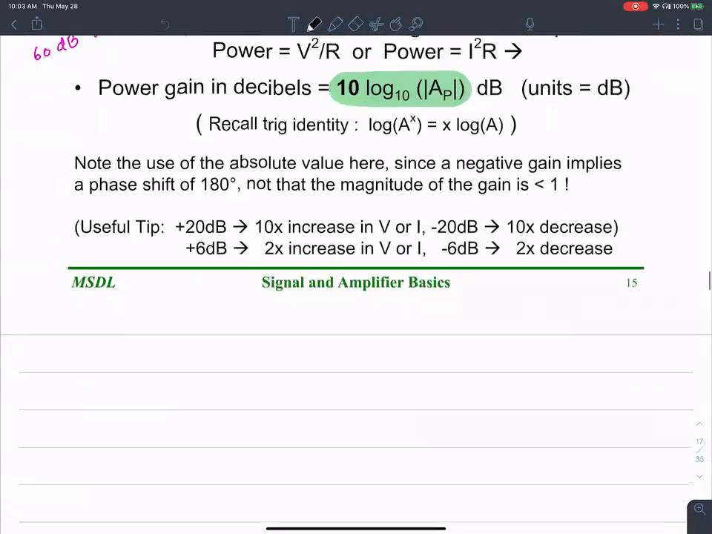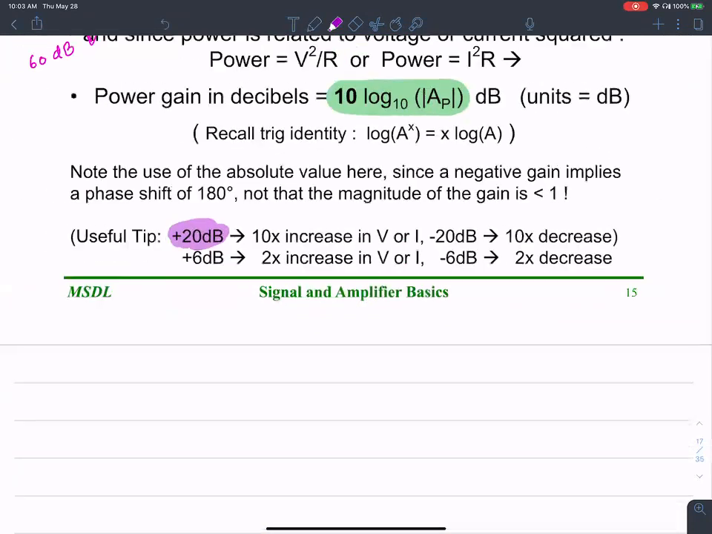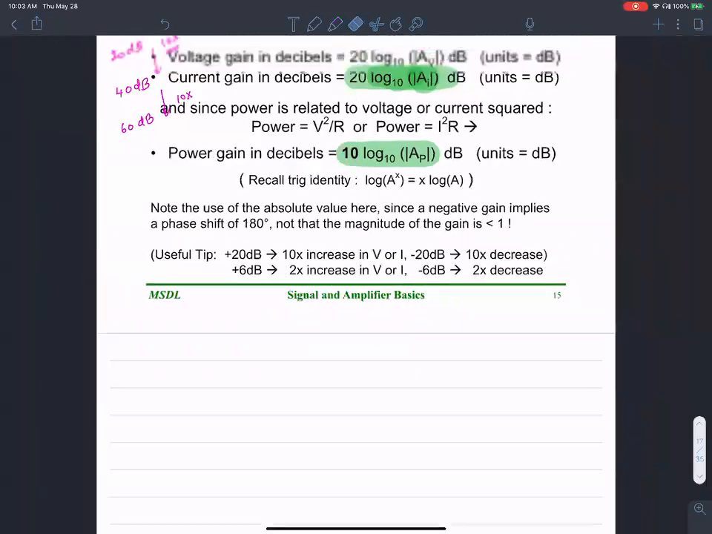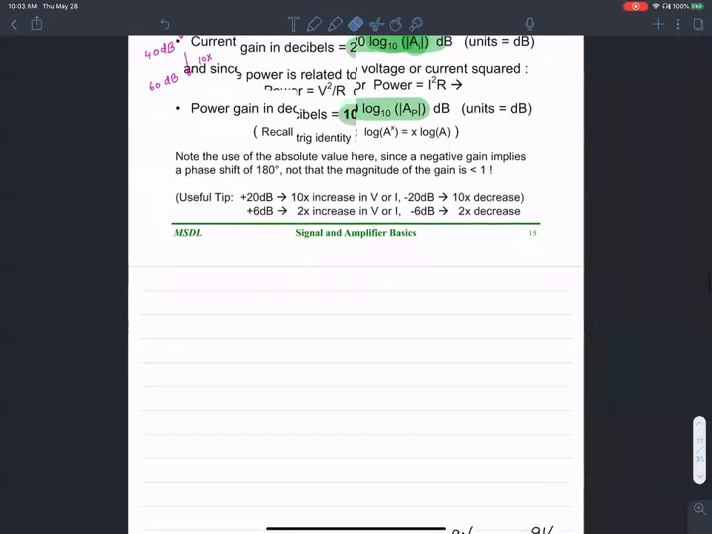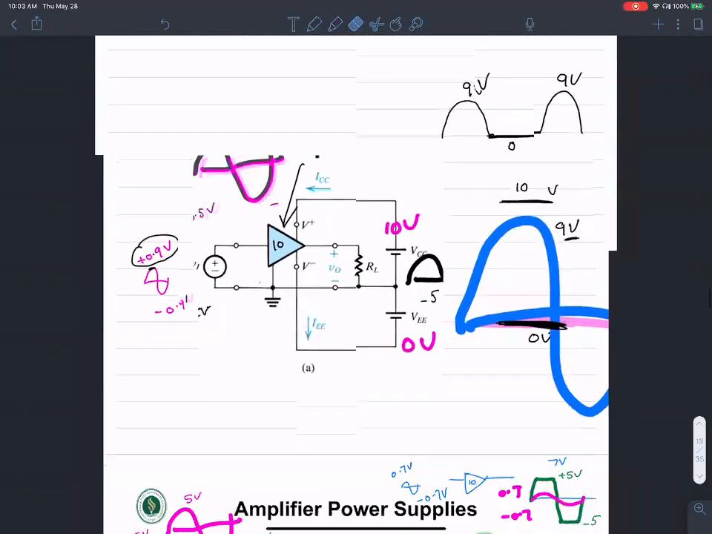I mentioned in the last class, and we are going to see that in today's class, that a 20 dB increase amounts to a 10x increase in the absolute value of the gain. If the gain is reduced by 6 dB, or if the dB value is negative 6, it simply means a 2-fold decrease. So that's some rule of thumb when you're doing dB to absolute conversion.